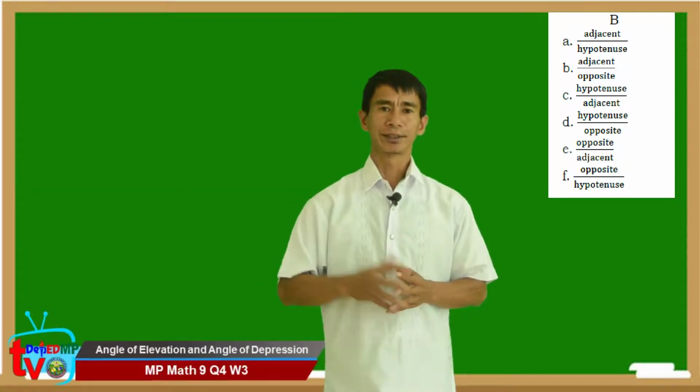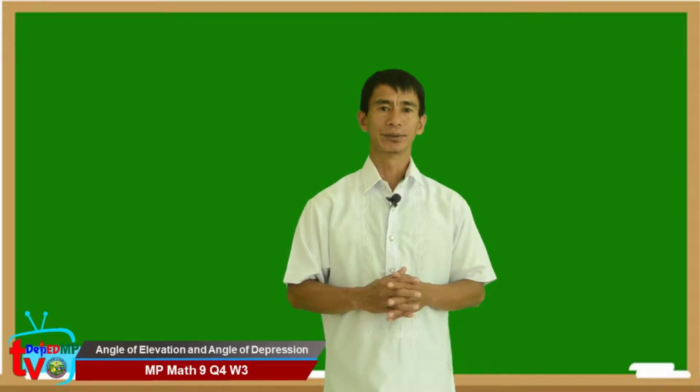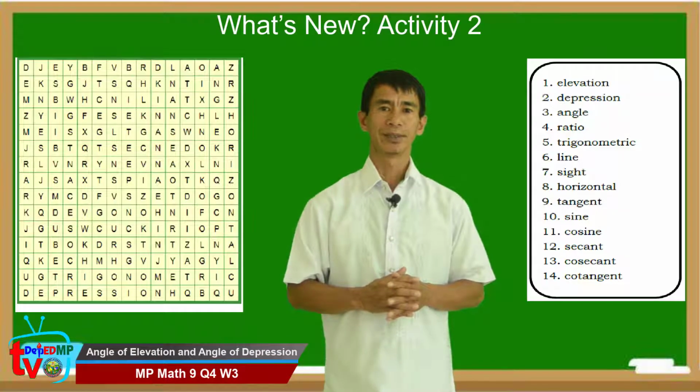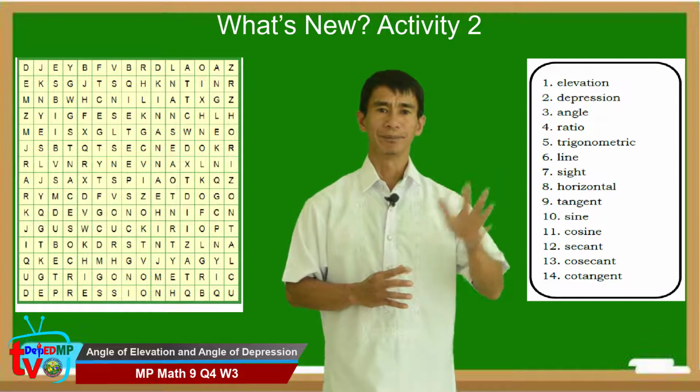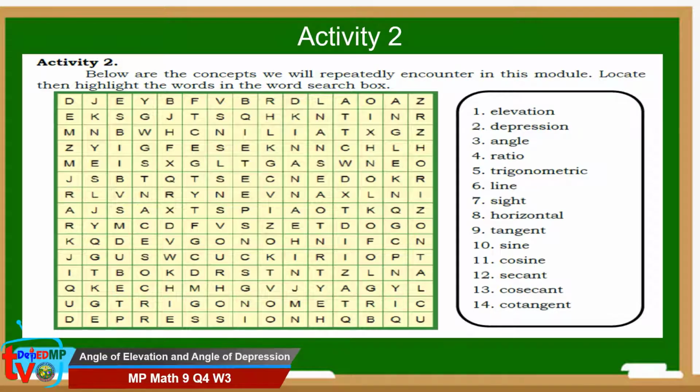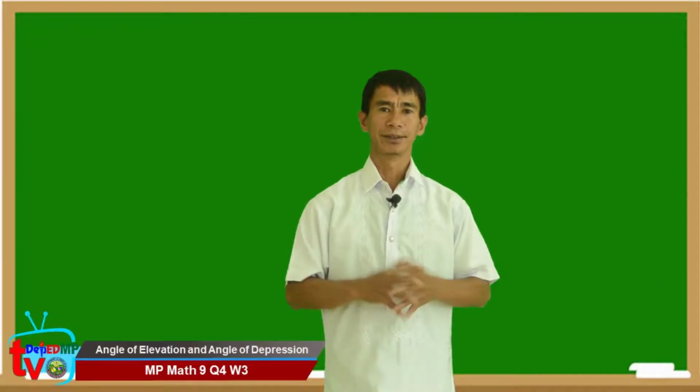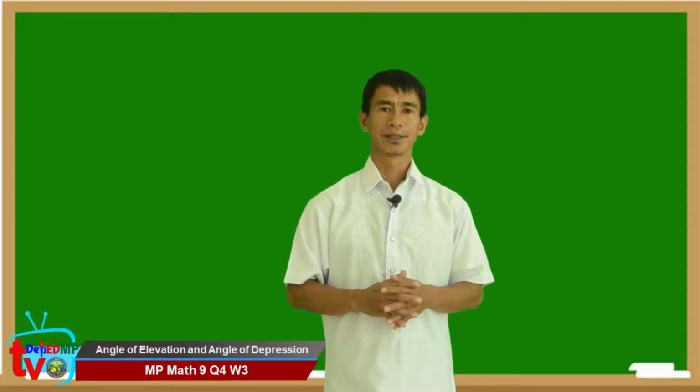After doing Activity 1, we try to do also what's new, Activity 2 on page 5. In this activity, locate then highlight the words in the word search box. These are the terms we will encounter in our lesson. You can do this part in about 5 minutes. Pause this video and get started. Alright, after doing those activities, let's have our lesson for today.